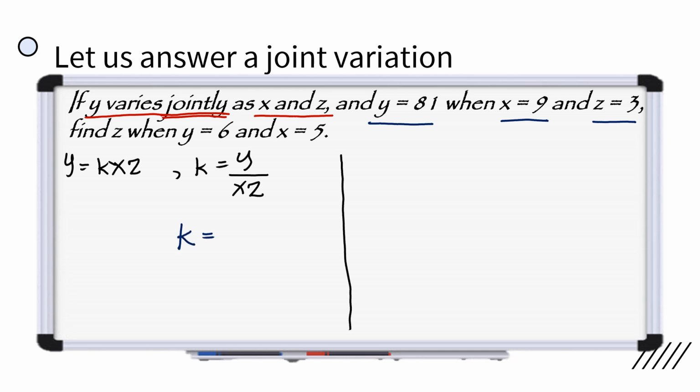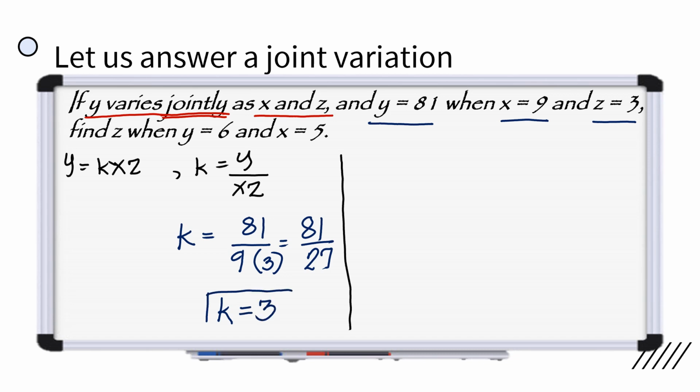Sabi, y is 81. X is equal to 9. At ang z ay 3. So, 81 divided by 9 times 3 is 27. And your 81 divided by 27 is equal to 3. So, ang value ng constant natin ay 3.